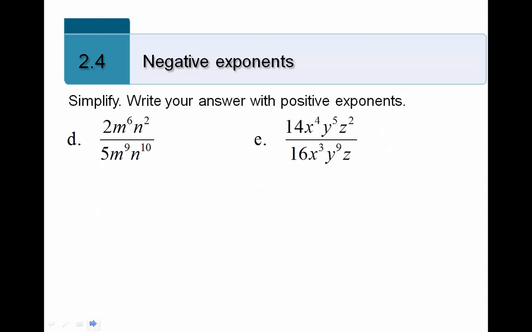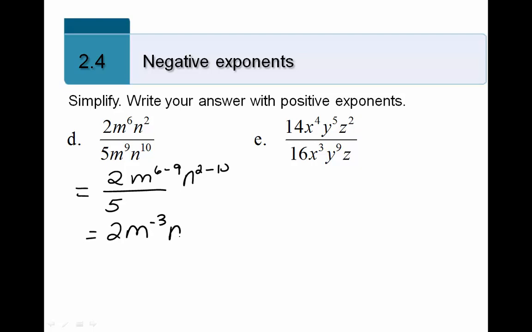Two-fifths you can't reduce in example D. Once again, we're simplifying and we're writing our answers with positive exponents only. So we have a 2 here and a 5 here. I'm just going to write those down. We're dividing, so we're subtracting our exponents. I'm going to have m to the 6 minus 9 and n to the 2 minus 10. That's 2m to the negative 3, n to the negative 8.